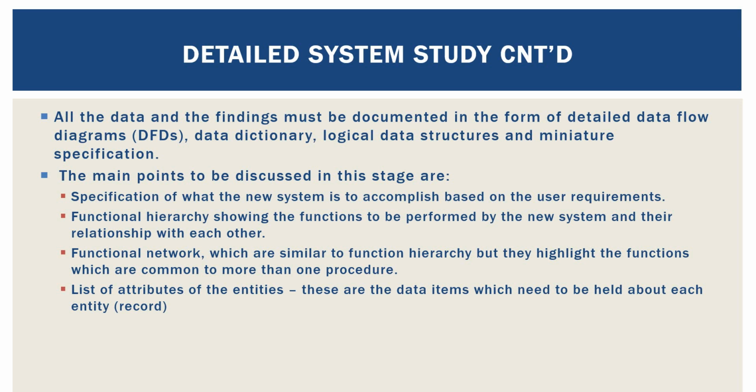Then we need to understand what we call a functional hierarchy, showing the functions to be performed by the system and their relationship with each other. Then a functional network, which is similar to a functional hierarchy, but highlights the functions which are common to more than one procedure. Then we have to list attributes of entities. These are the data types which need to be held about each entity. Then, of course, we might want to come up with entity relationship diagrams. Of course, that will be carried out in the next chapter.